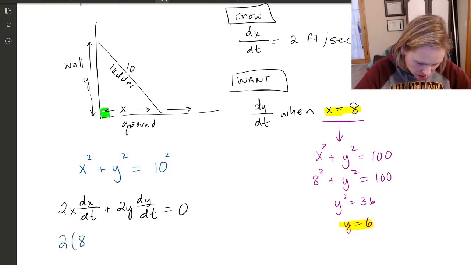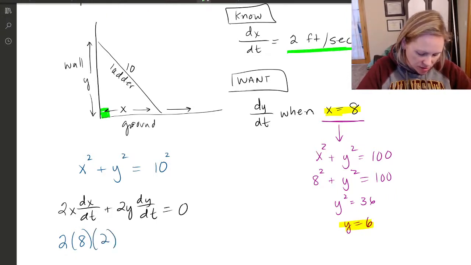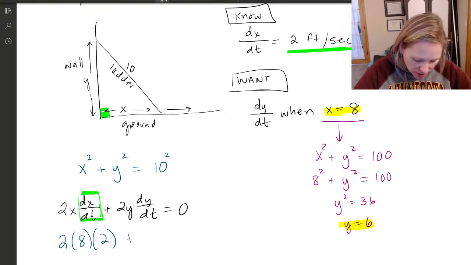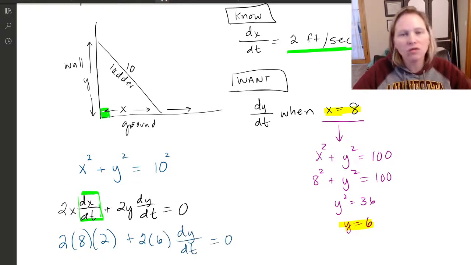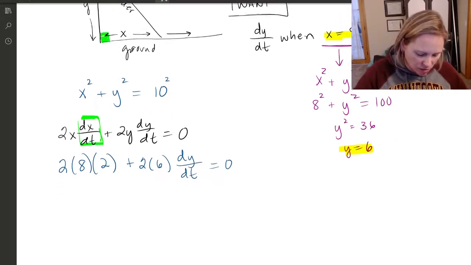So I'm going to plug those in. 2 times 8. I know what dx dt is. It's given to me right here. So this is dx dt. So I'm going to put that in. Plus 2 times y dy dt. If when I plug everything in, the only thing remaining is the thing I want to find, then I know I've covered all my bases and I'm ready to go.